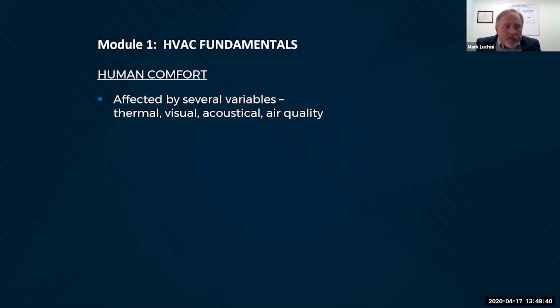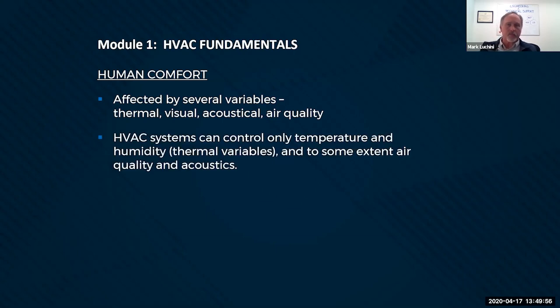Human comfort, which is why we have HVAC systems. Several things can affect human comfort: thermal considerations, visual considerations, acoustics, and air quality. All play a role in human comfort. HVAC systems are primarily designed to handle temperature and humidity variables, or the thermal variables, but we can also have an effect on the air quality and the acoustics of a building.